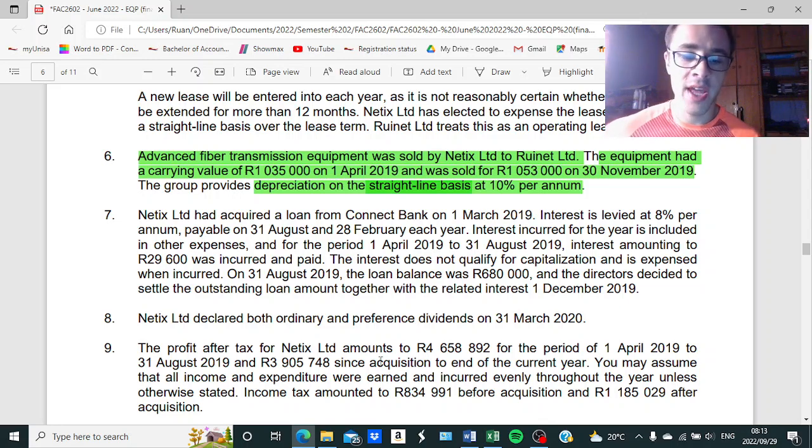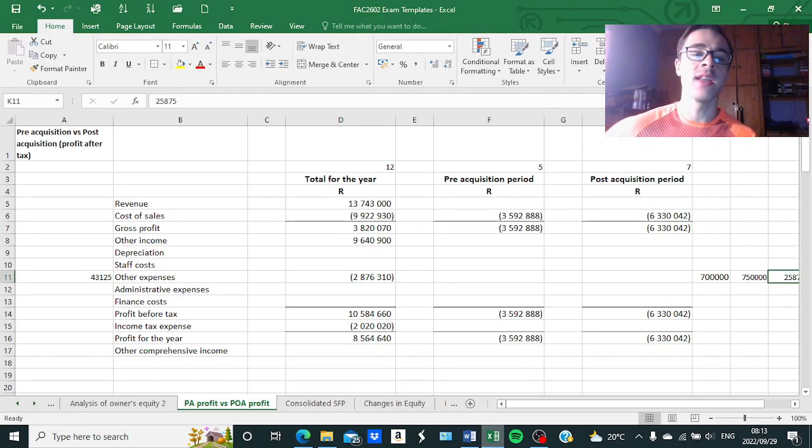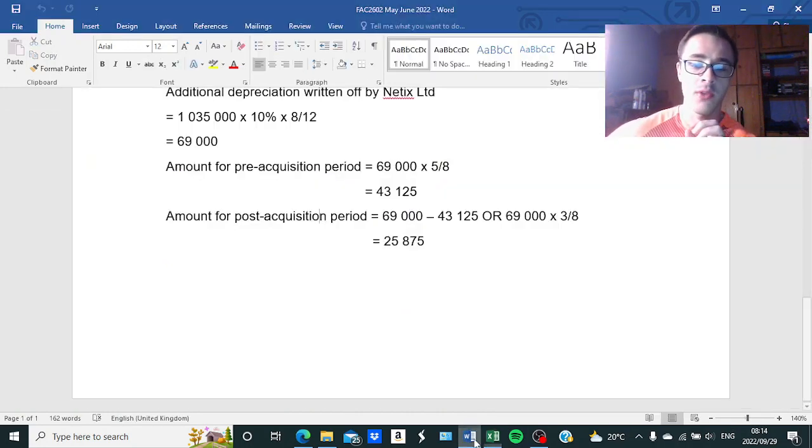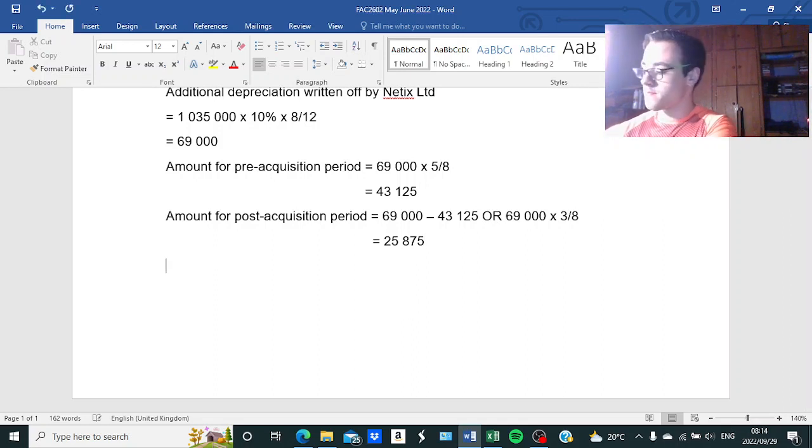Now that we have determined that, we actually need to first calculate the intergroup profit. Since this was an intergroup sale of equipment, there will be an unrealized profit that we need to eliminate. There can also be a loss, depending on the carrying value, but in this case it will be an unrealized profit. Furthermore, we need to eliminate the unrealized depreciation as well. So let's first calculate the unrealized profit made on this intergroup sale of equipment.